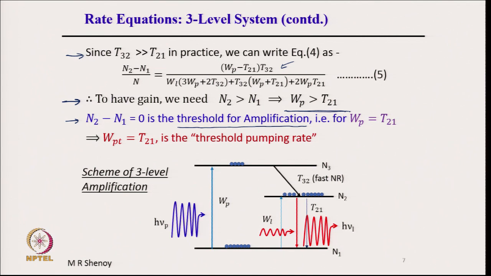Because N2 minus N1 equal to 0 implies there is no population inversion, but any additional atoms in level N2 will make N2 minus N1 greater than 0, and suddenly amplification will start. Therefore, the value Wp equal to T21 is called the threshold pumping rate. We add a small subscript T to indicate that it is the threshold value. The threshold pumping rate is simply equal to T21.